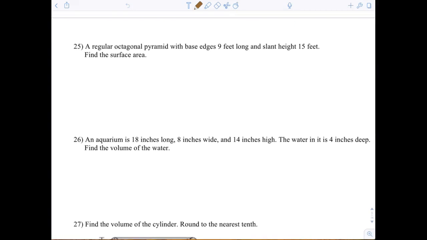All right, here we go. It says a regular octagonal prism has a base of 9 and a slant height of 15. All right, so remember the formula. Area equals area of the base plus how many triangles are going to be? Do you agree with that?